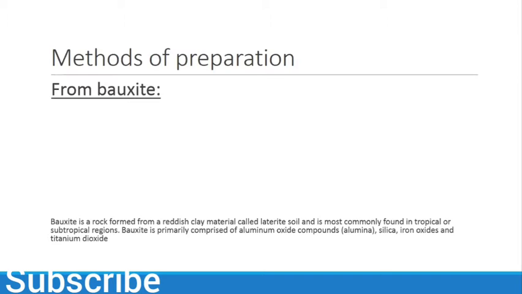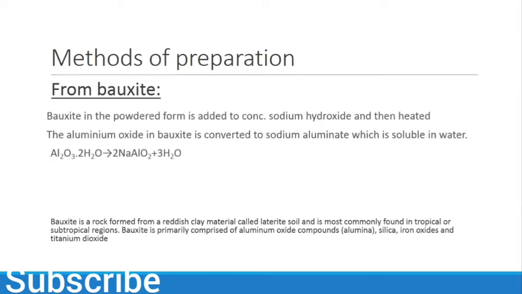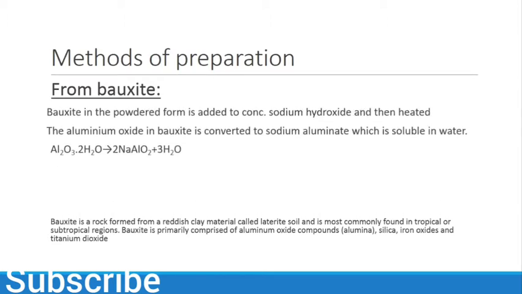So how do we get aluminum hydroxide from this compound containing alumina, silica, iron oxide, and titanium oxide? You can say bauxite is a mixture of all these compounds. Bauxite in powder form is added to concentrated sodium hydroxide. It is a rock, so we normally crush it, add it to concentrated sodium hydroxide, and then heat it.